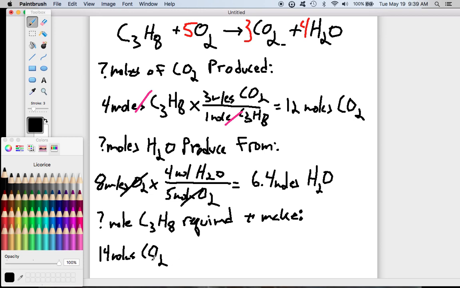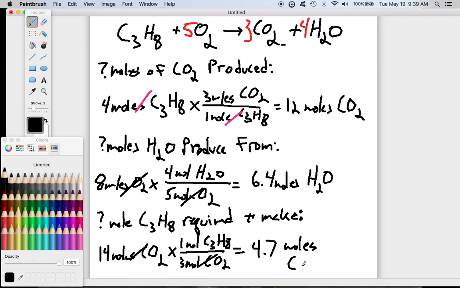14 moles of CO2. That's what I'm going to try and produce. How much propane do I need? Well, 1 mole of propane will make me 3 moles of CO2, assuming I have enough oxygen. So I can set up another mole ratio, and I can say that for every 3 moles of CO2 that I want to make, I require 1 mole of C3H8, 1 mole of my propane, and it works out to exactly 4.7 moles of C3H8. And that's how much propane I would need.